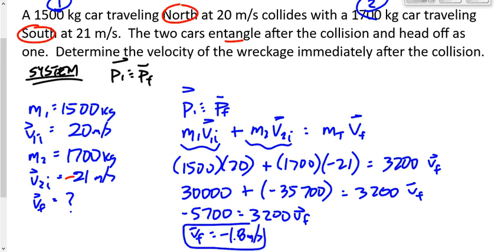So car going north, car going south, they collide. Where does the wreckage go? South. Why does it end up going south? Because the car going south had more momentum. It had a mass of 1,700 and a velocity of 21 meters per second. It clearly had more momentum, so who wins? The one with more momentum wins.